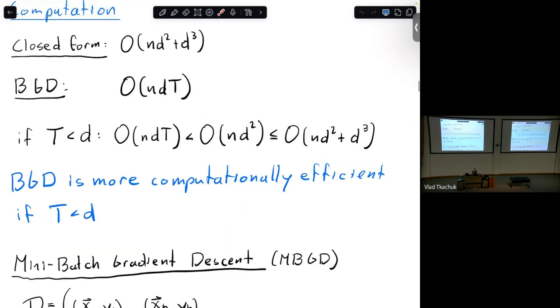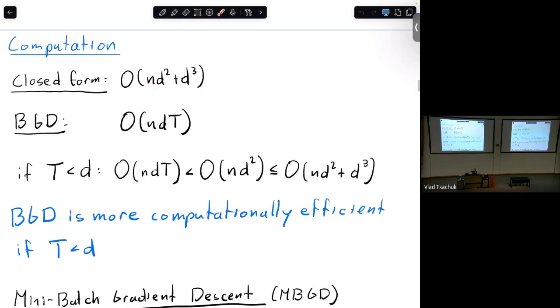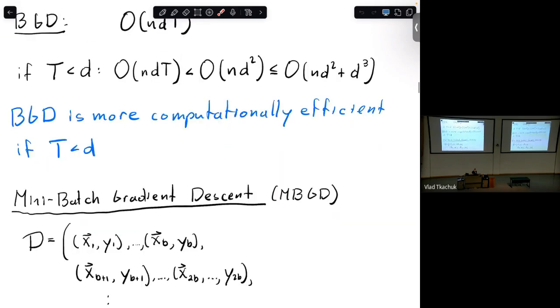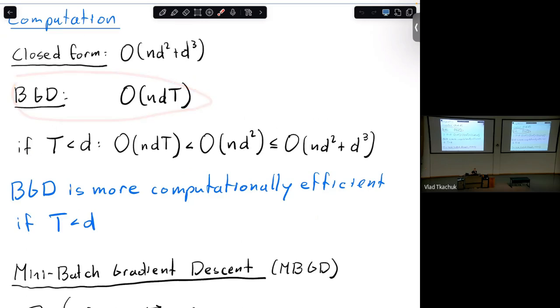And then the comparison we made was that, well, if t is less than d, then this quantity is less than d squared. And so batch gradient descent will be more efficient in this case. For various problems, if you were given these two things and asked, let's say you did 10 steps of batch gradient descent and d was like 1,000, which one is more computationally efficient? Then you should understand that batch gradient descent would be more computationally efficient.